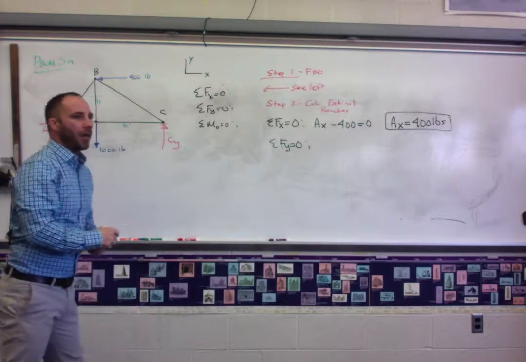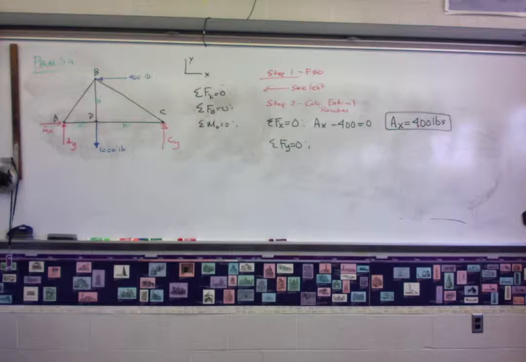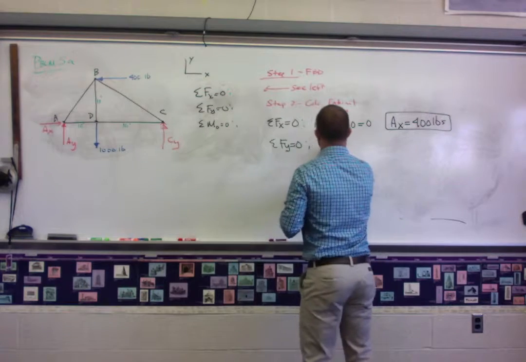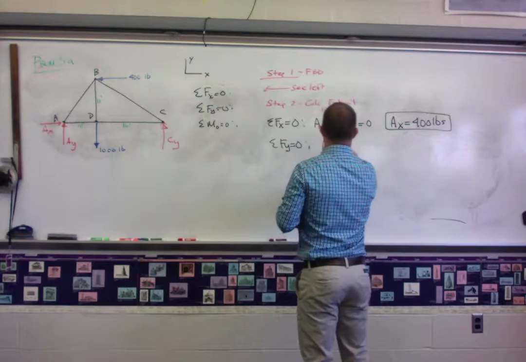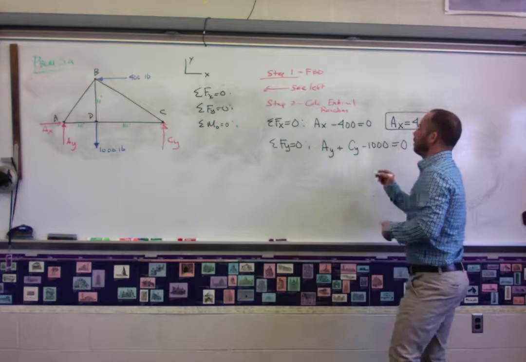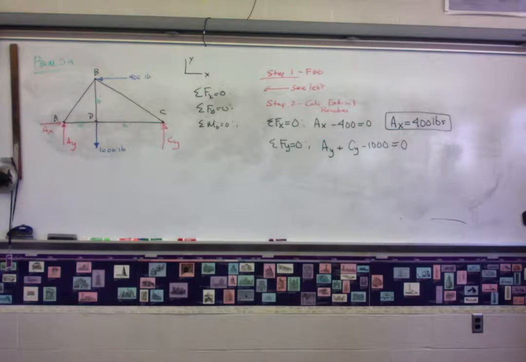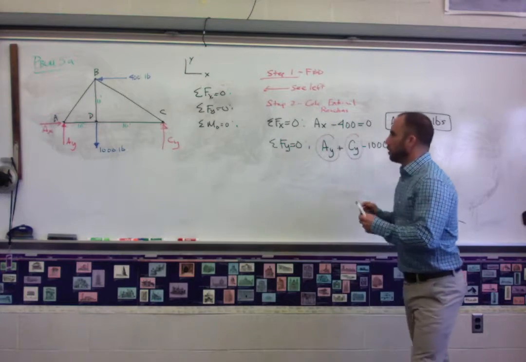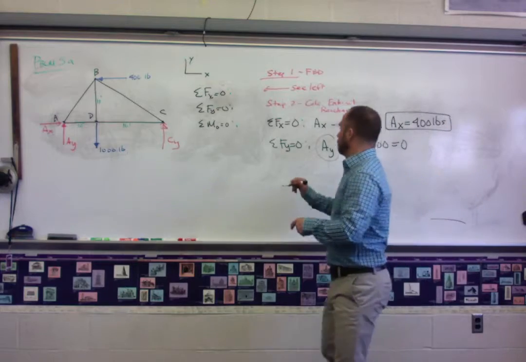Next equation. Sum of the forces in the Y. AY and CY and 1,000. Is the 1,000 acting in the positive or negative Y? 1,000 going negative. All right. AY plus CY minus 1,000 equal to 0. We have how many unknowns? 2. They are AY and CY. Can't solve them right now. Cannot use one equation and 2 unknowns. We need something else, and that's where the moment comes in.